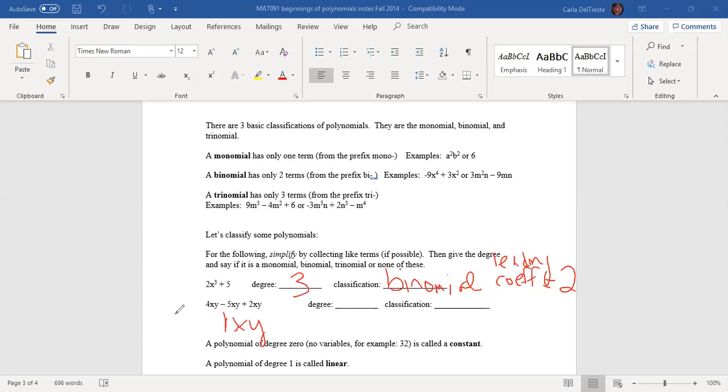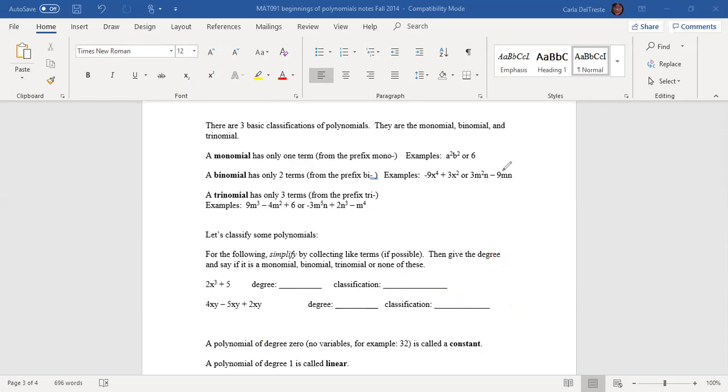So now that I know that that's 1xy, I can answer the questions. The degree is the sum of those exponents. So the degree here will be 2, because there's an exponent of 1 on the x, there's an exponent of 1 on the y, and I'm adding them together. The classification here, now that I've simplified it, is a monomial, because it came down to only one term. And then if I had to pick out the leading coefficient, it would be a 1, because there's only one coefficient left.